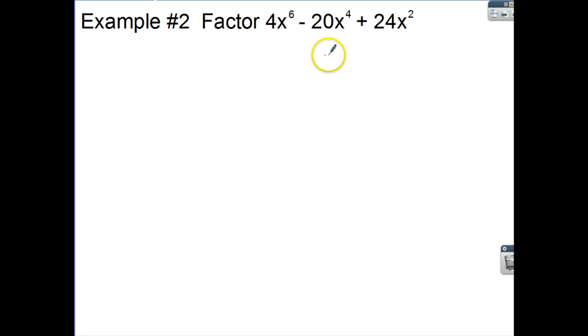Okay, example 2. Now here's a trinomial, and as I look at it, I know I factored trinomials by the AC method. We haven't done any of that during this lesson, but we have it in previous lessons. I see a common factor of 4x squared. I think I can take out all of that. Now what's left after I take out 4x squared is x to the 4th minus 5x squared plus 6.